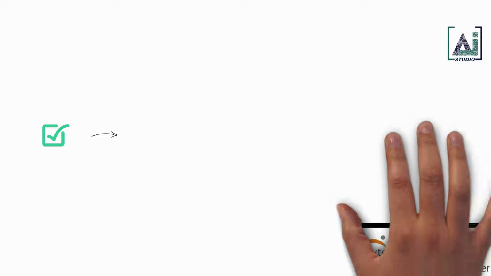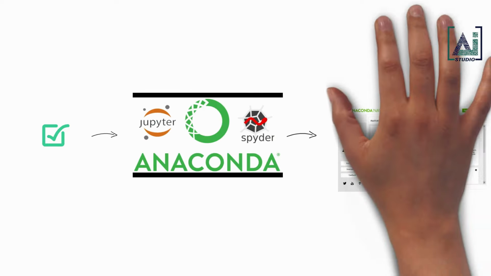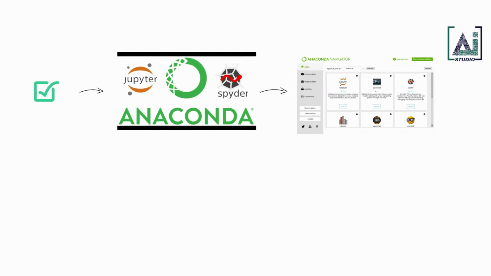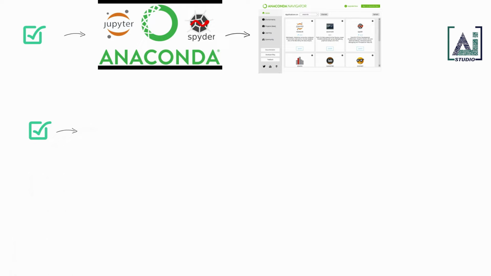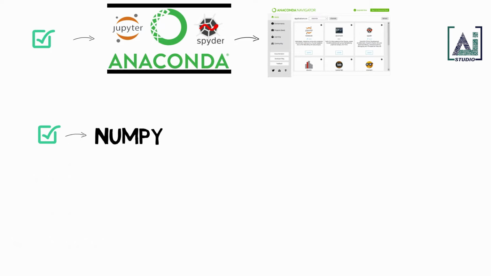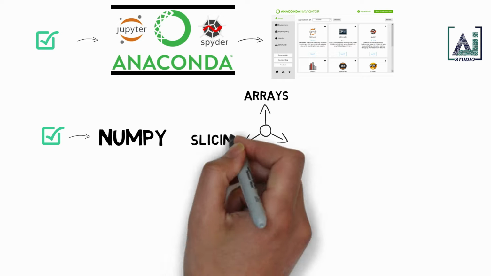The first thing that we are going to discuss is the installation of software. We are going to install Anaconda and we are going to discuss what its IDEs are and how it can be used. After that, we will move on to the Numpy library and we will discuss what types of arrays are used, what slicing is, and what the main Numpy operations are.